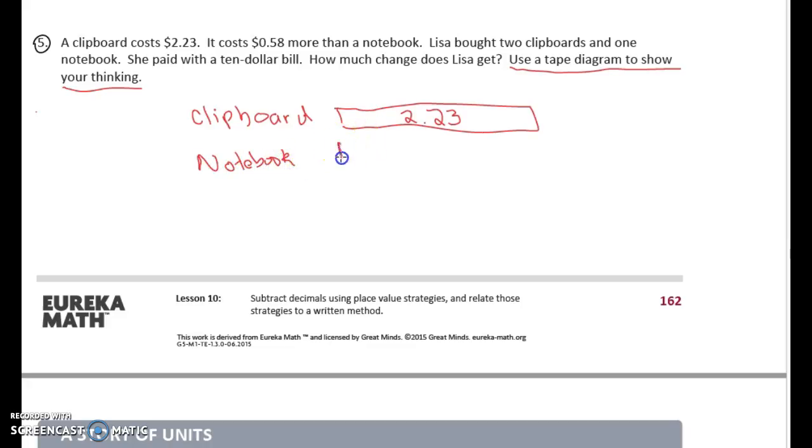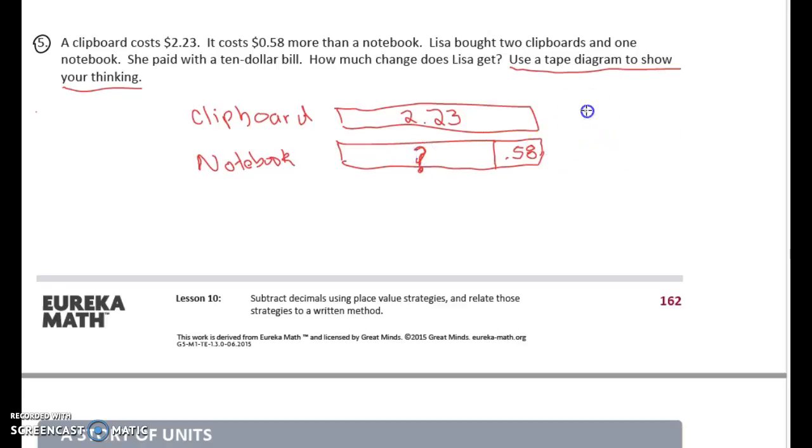I want to use the same size tape. I don't want my tape to be bigger or smaller because it's in relation to the clipboard. And we know that it's 58 cents less. So we know that 58 cents goes over here. And we're not sure how much this is. That's supposed to be a question mark.